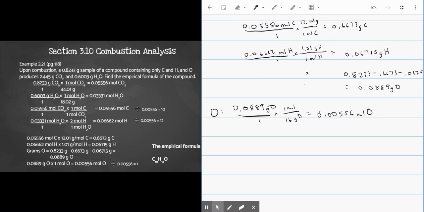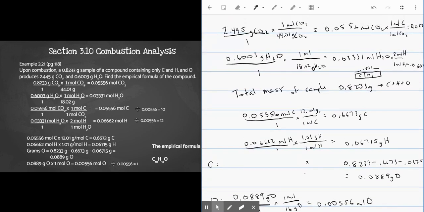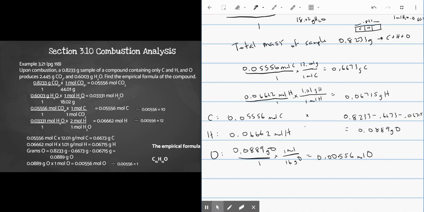From back up here, I'm going to rewrite the C and the H. So the C, let's scroll back up. Where was moles of C? Moles of C is way over here. It's 0.055. Okay, so I had 0.05556 moles of carbon, and my hydrogen, I had 0.0662 moles of hydrogen. So all of that work was to get moles of carbon, moles of hydrogen, and then last but not least, moles of oxygen.